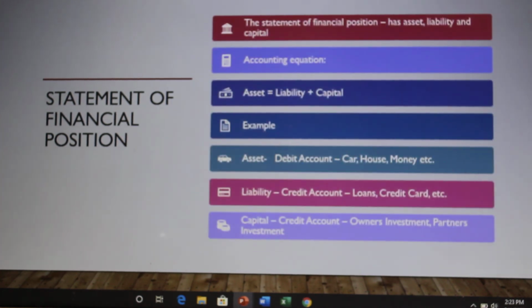Now let's look at some examples. An asset, as we said before in a previous YouTube video, is a car, house, money. These are debit accounts. In terms of liability, the loan, credit cards, etc., those are credit accounts. And capital is a credit account, which is the owner's investment or partner's investment.